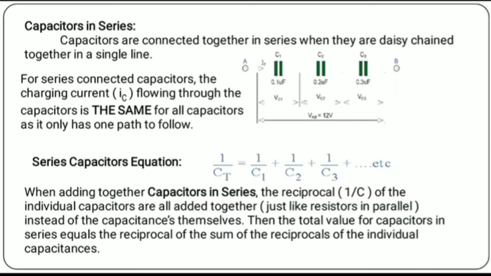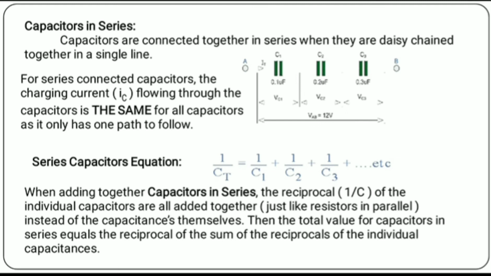The next one is capacitors in series. Capacitors are connected in series when they are daisy chained together, which is, for a series connected capacitor, the charging current flowing through the capacitors is the same. In capacitors in parallel, the voltage is the same, but in capacitors in series, the charging current is the same for all capacitors, as it only has one path to follow.